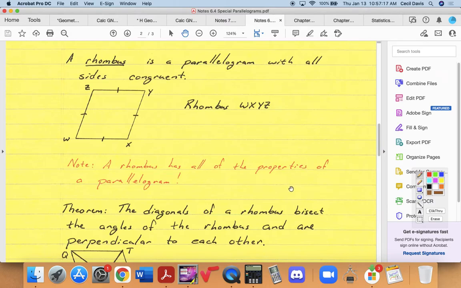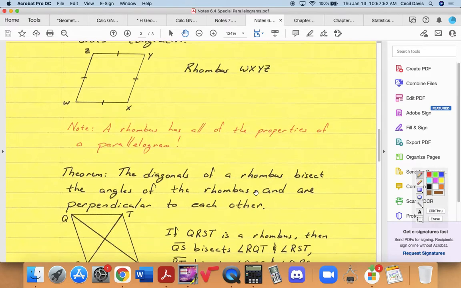All right. So a rhombus has all the properties of a parallelogram. The opposite sides are congruent and parallel. The opposite angles are congruent. The consecutive angles are supplementary, and the diagonals bisect each other. All that stuff is still true. The difference is that all the sides are congruent, not just the opposite sides. So it's just a tilted square. Yes. Now, what happens because of that?